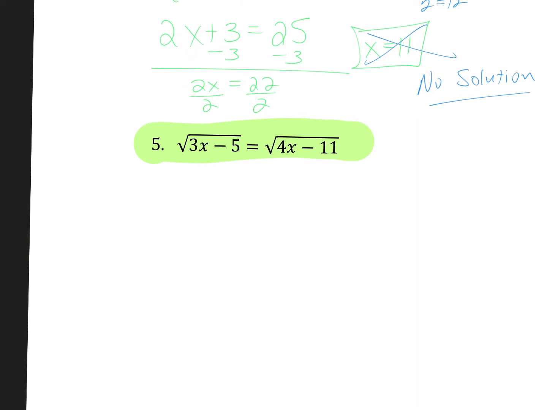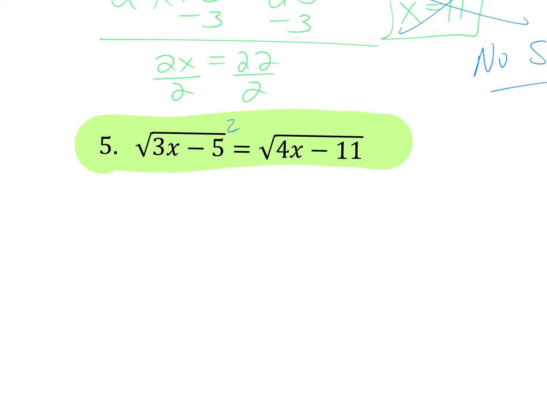All right, you come up to number 5. How's 5 a little different? Two radicals. It's a radical equals a radical. So I don't have to worry about getting rid of anything that's being added, subtracted, multiplied, or divided to the radical. I just have to get rid of the radical itself. So what do I do to both sides? You square both sides. Good. When you square a square root, it just cancels out. So 3x minus 5 equals 4x minus 11.